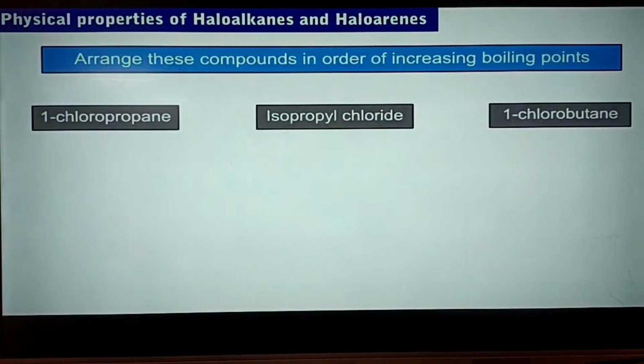Aryl halides are practically insoluble in water and are denser than water. Here is a problem for you. Arrange these compounds in increasing order of their boiling points.